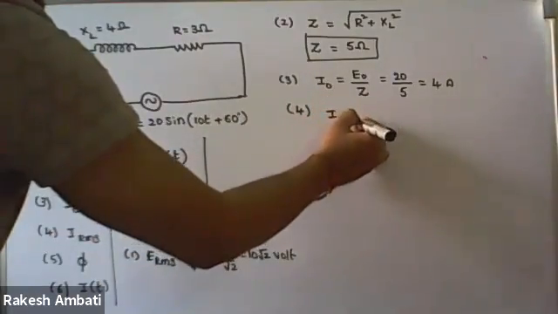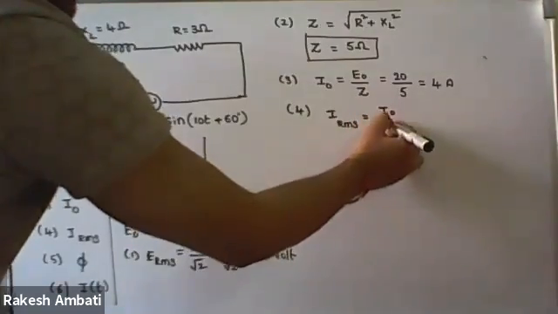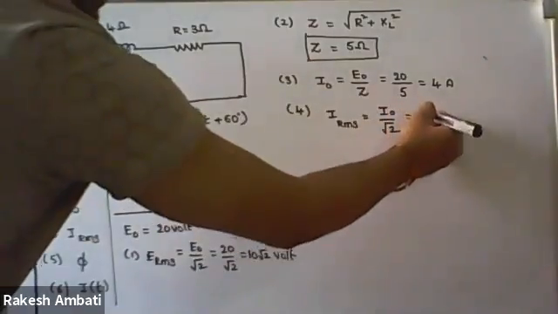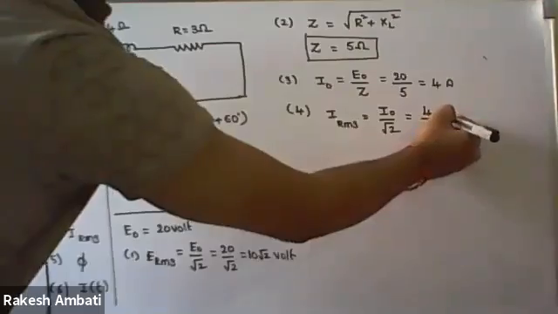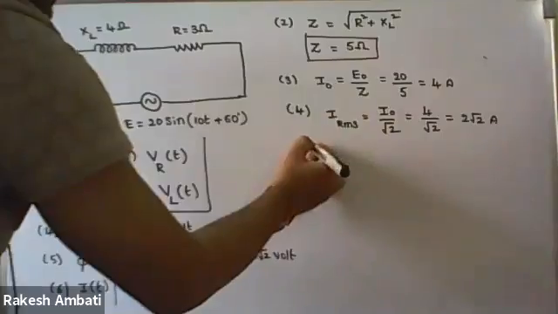Now fourth question, IRMS. IRMS means I naught upon root 2. I naught value 4 upon root 2. It is nothing but 2 root 2 amperes.